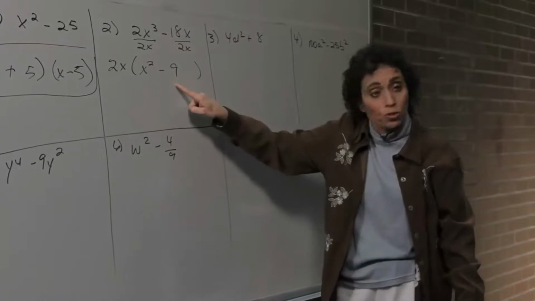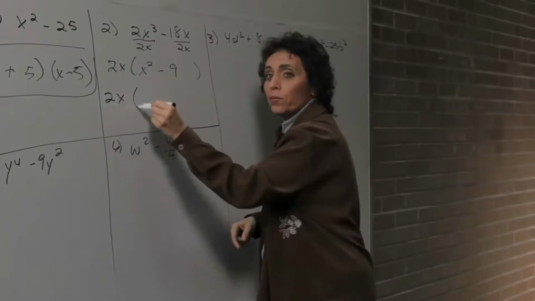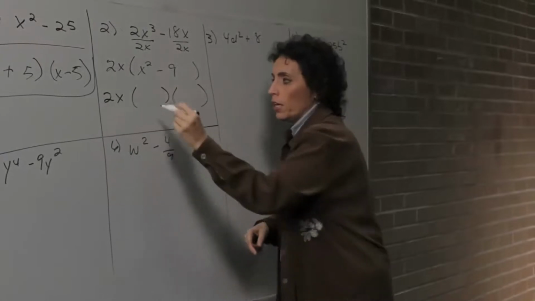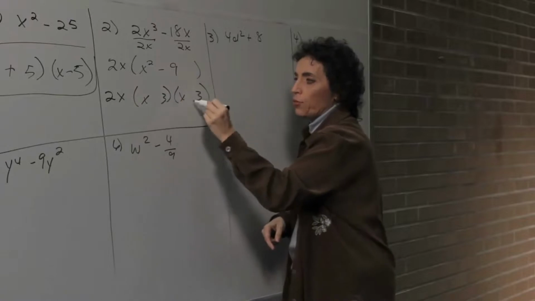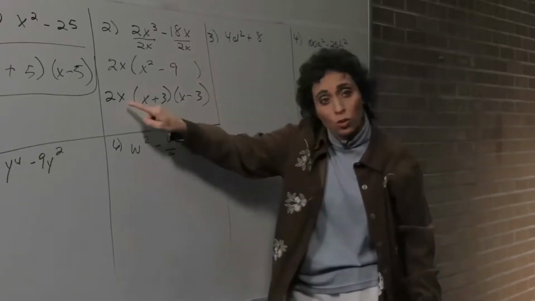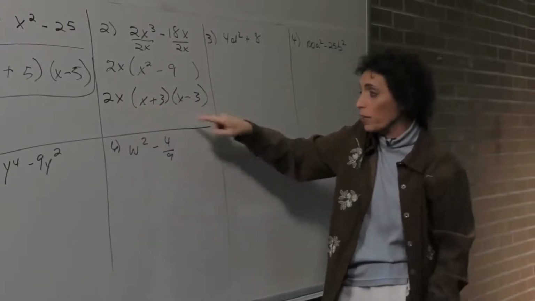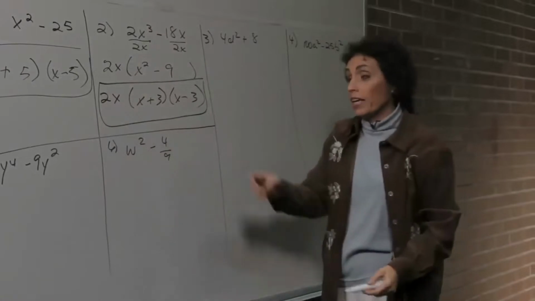There are 2 terms, and they are the difference of 2 squares. So here we go. X and x. 9 is 3 and 3, plus and minus. We are done there. 4 factors, the 2, the x plus 3, the x minus 3. Done. Ready? I gave you easy ones here.